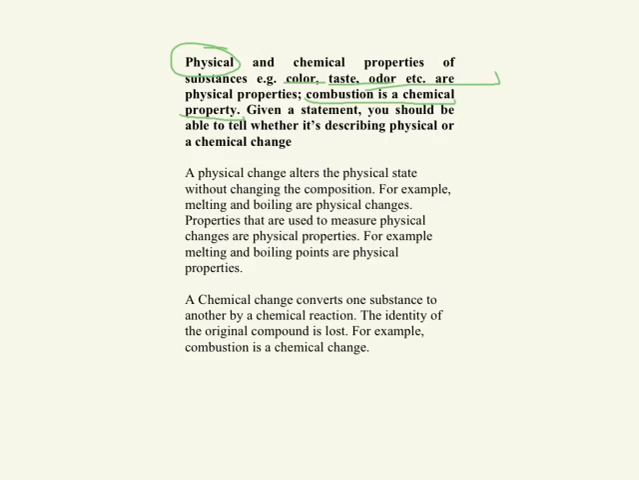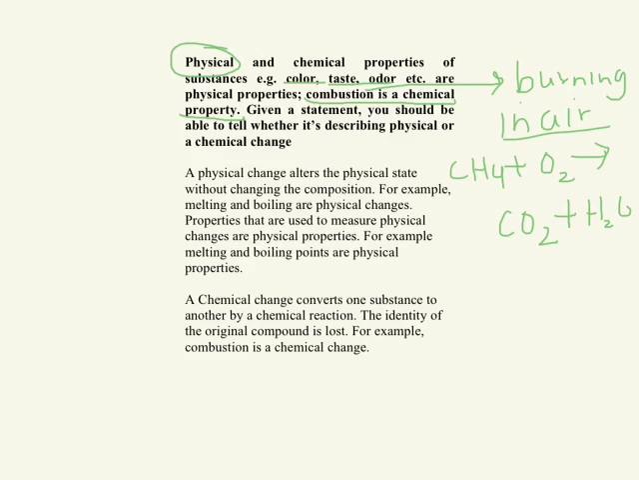What is combustion? Combustion is burning. When you're burning anything in air, that's combustion. For example, if you take methane gas, when you burn that in air, it forms carbon dioxide and water. So that means combustion is a chemical property because why? Because it describes the ability of a substance to interact with other substances and form new substances.